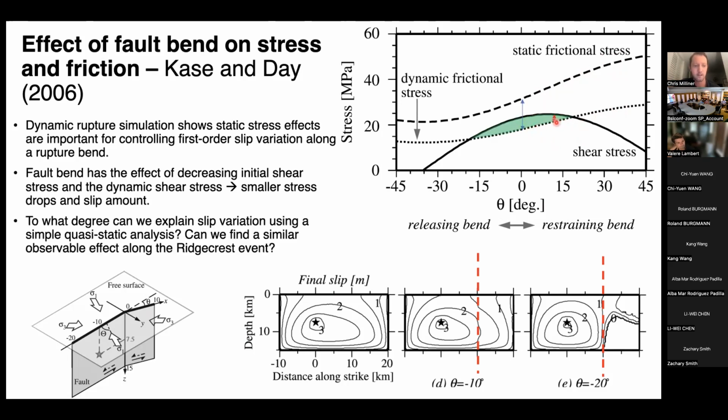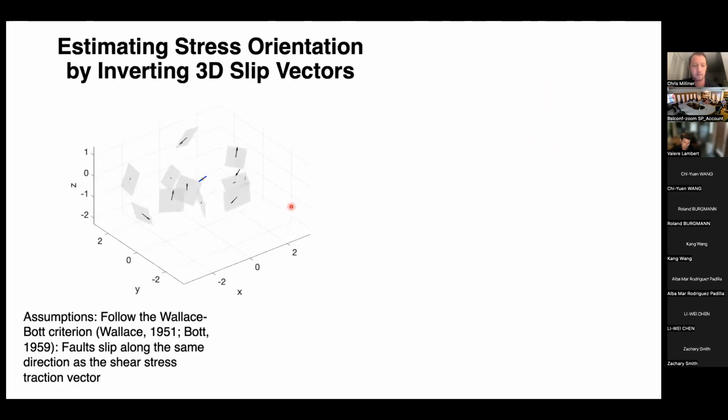And so the idea is that even though this is a fully dynamic model, we want to try and understand, using a quasi-static approach in this study, if we can find a similar observable effect on the Ridgecrest earthquake. So here we first need the initial stress to do this.